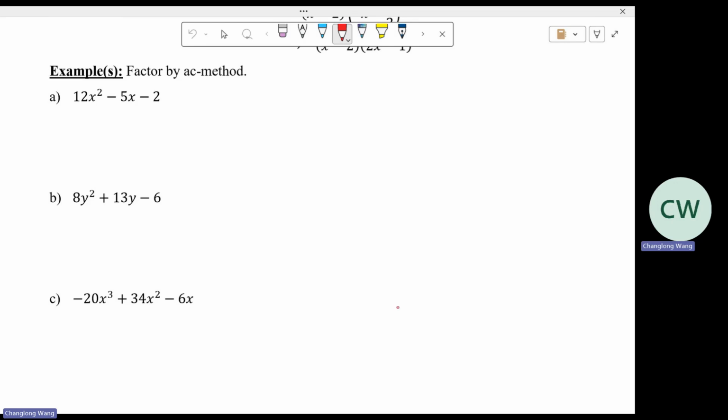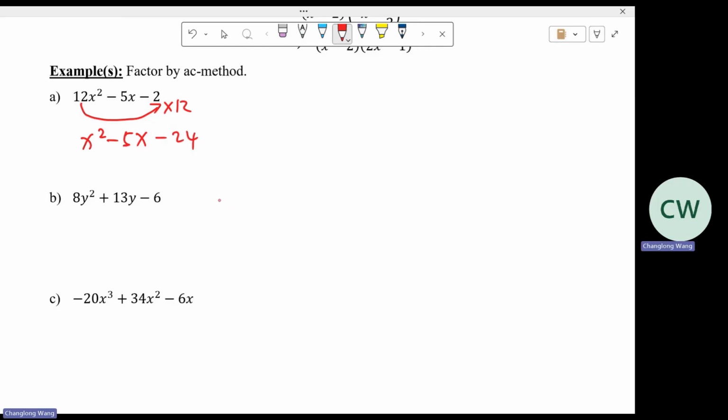Anyway, let's see. Letter A, we have this 12 as a non-trivial leading coefficient. I'm going to slide it over and let it multiply with that -2. So you should be better off factoring x squared without that 12, since it's slid over, minus 5x minus 24, because -2 times 12 is -24.